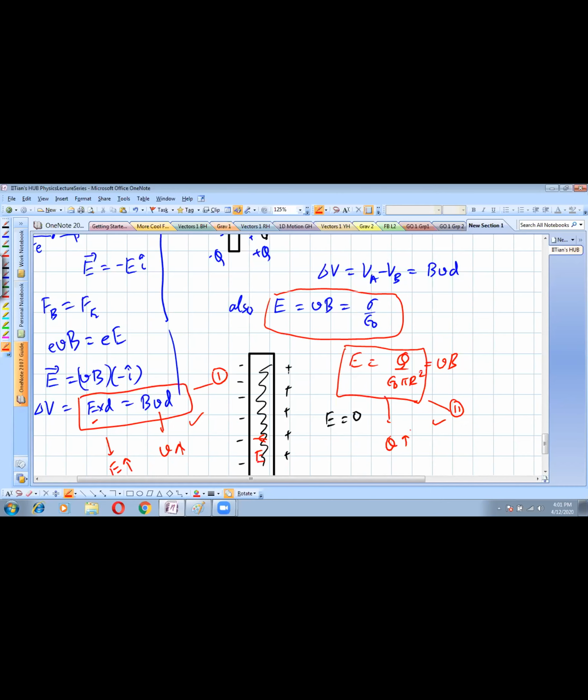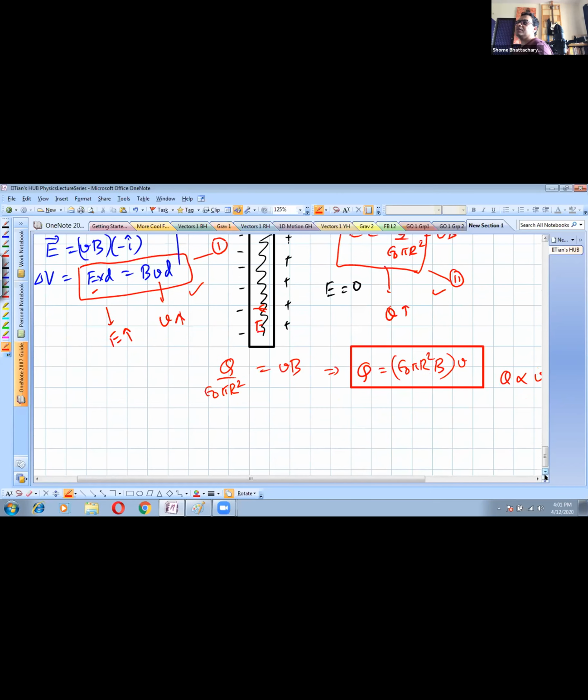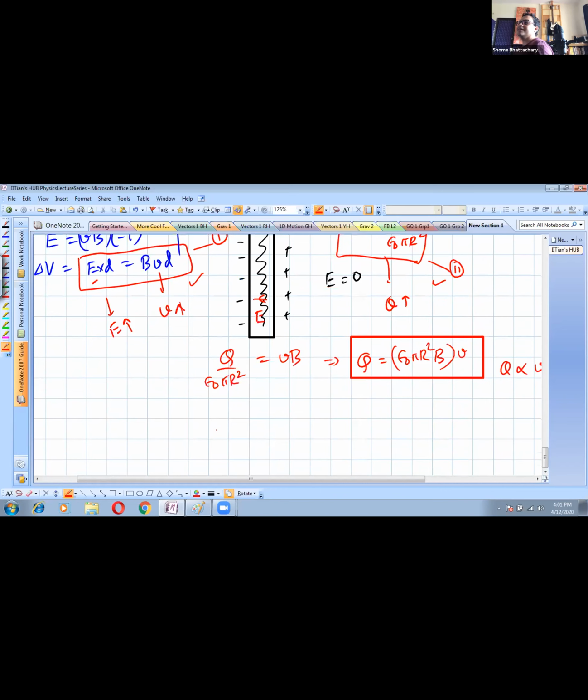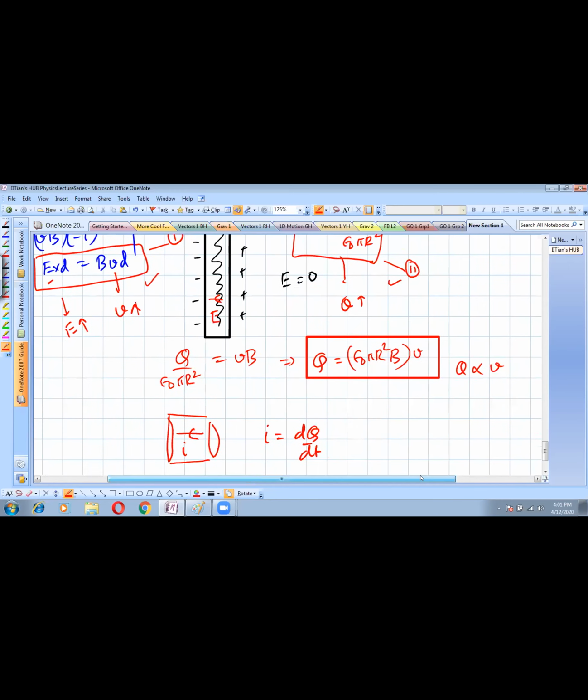Okay, charge, sir, got it. So if charge is increasing with time, that means there's an equivalent current in this direction inside the conductor. There is an equivalent current which is flowing, and that current is basically dq by dt. Now just differentiate this relation that we got.